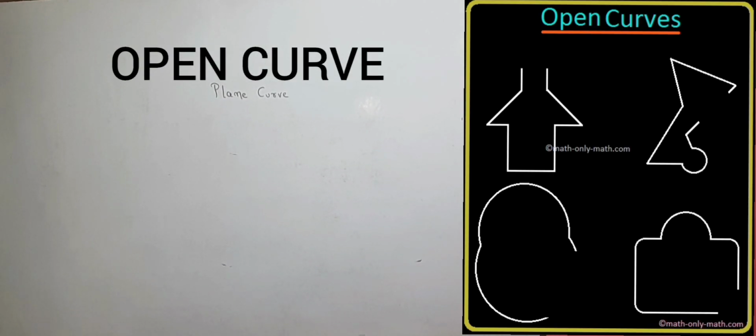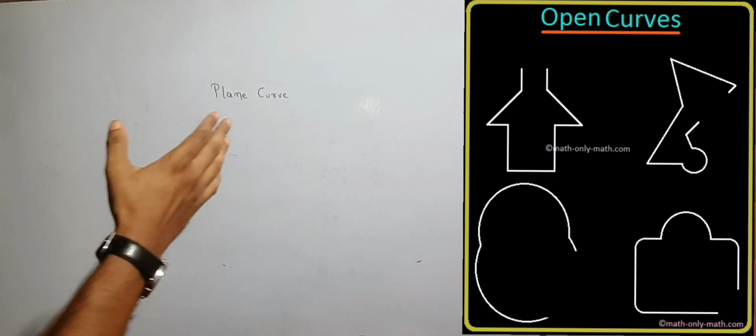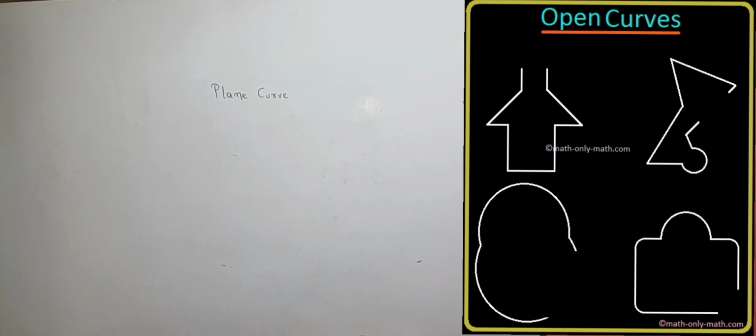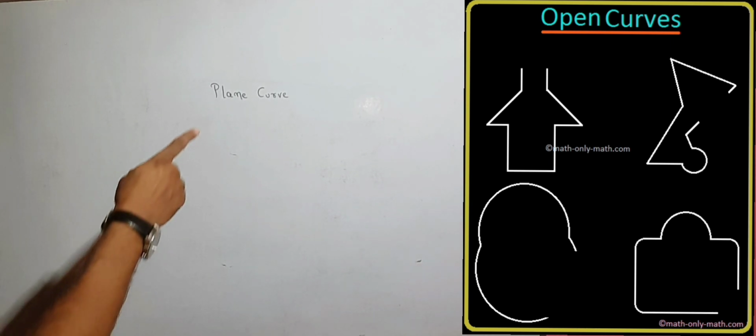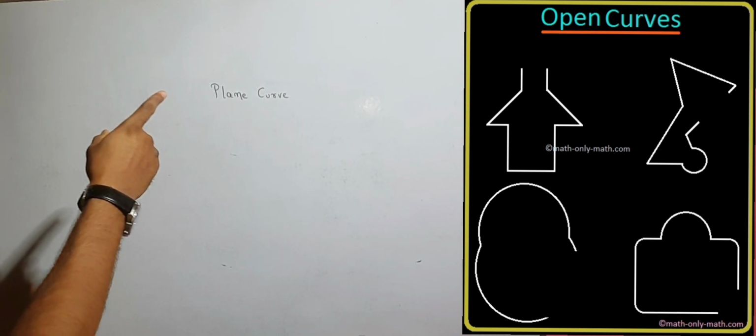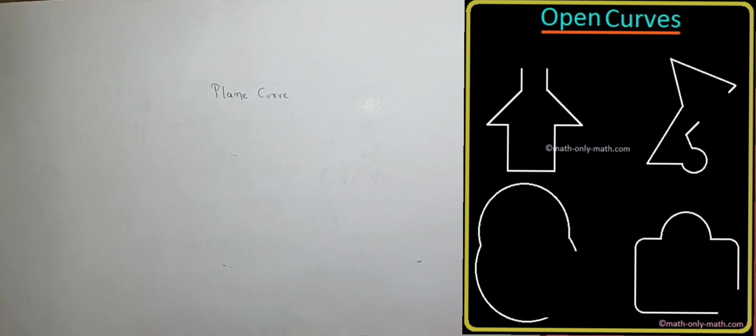So the next one is open curve. See the open curve. There are 4 pictures available on your screen. Now let me read for you what an open curve means. The curve which has different beginning and end points. If you see the diagrams, the starting point and ending points are different.